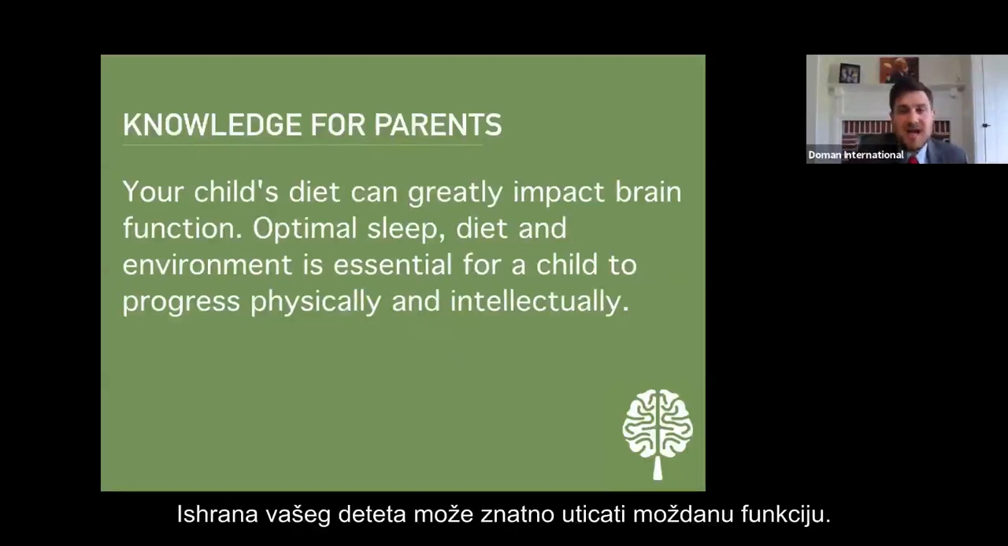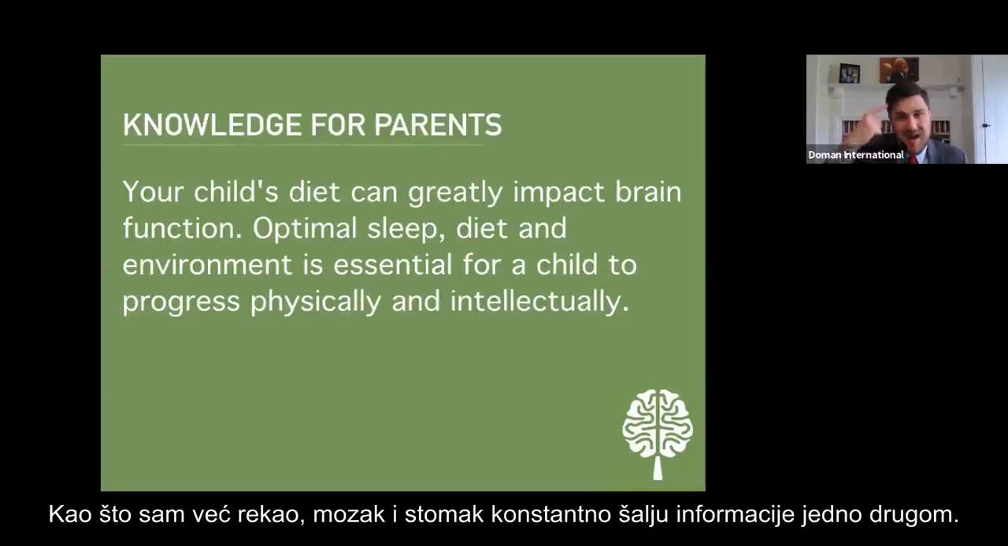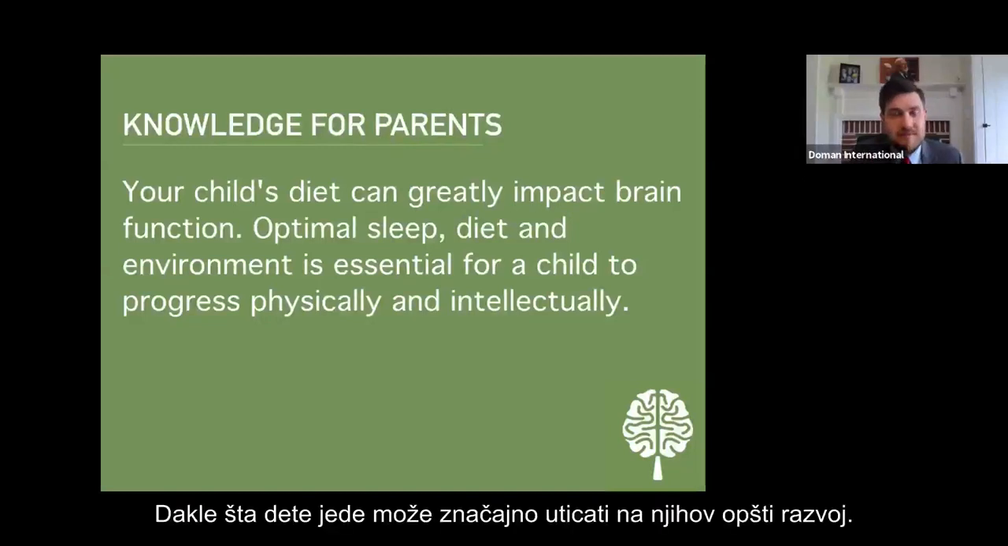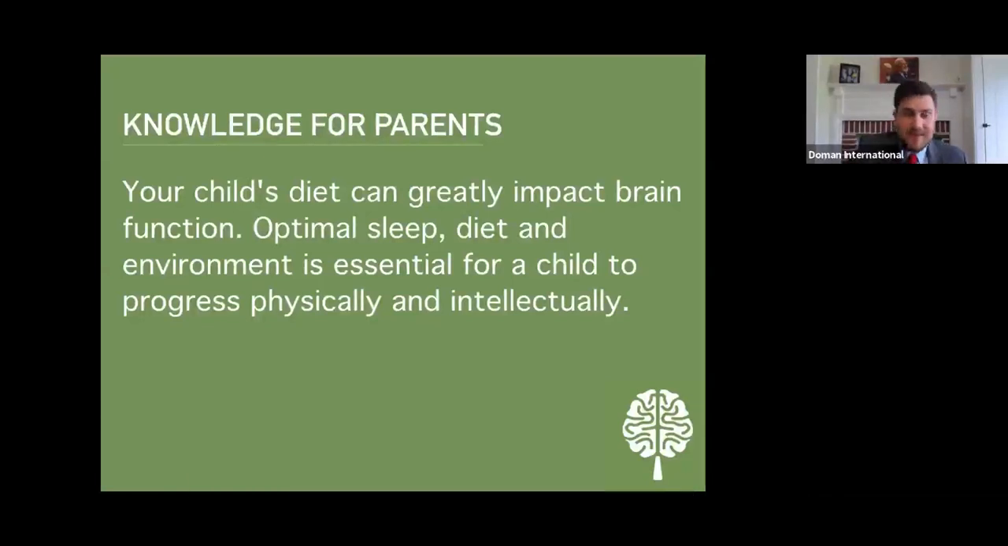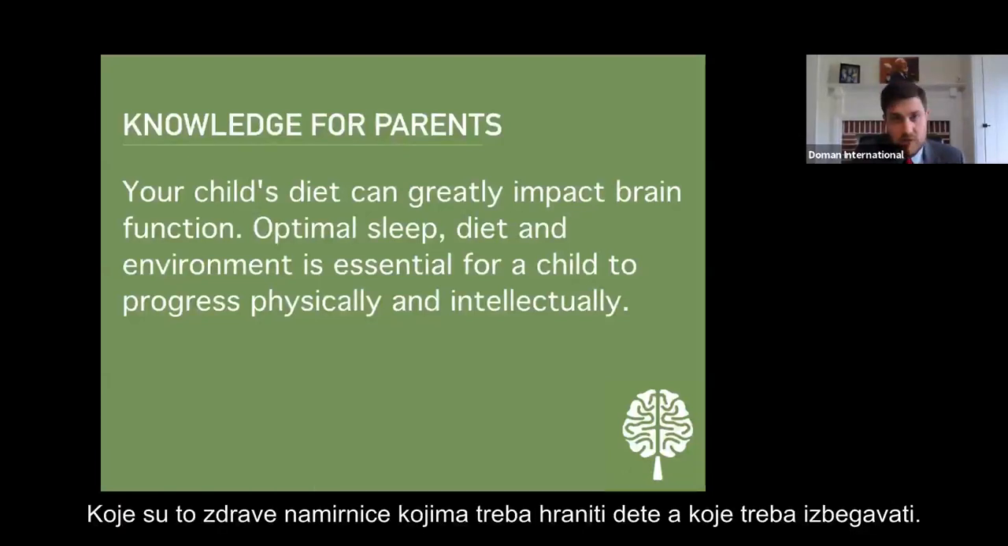Next, your child's diet can greatly impact brain function. As I said, the brain and the gut are constantly sending information to one another, relaying information. And so what a child eats can greatly impact their overall development. Not just diet, sleep, keeping a healthy environment is essential for the child to progress physically and intellectually. So in the online Doman method course, we teach parents about foods that are common intolerances for kids. What are healthy foods that you should be feeding your children? What are foods to avoid?